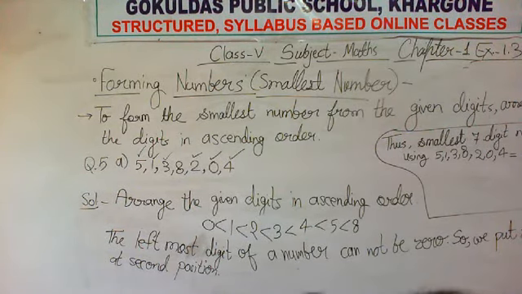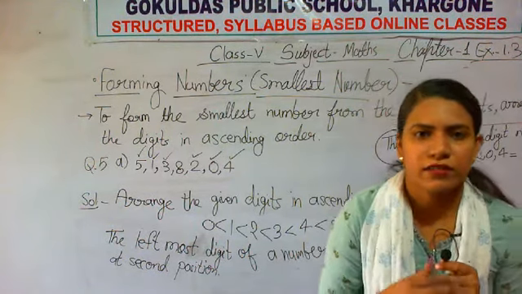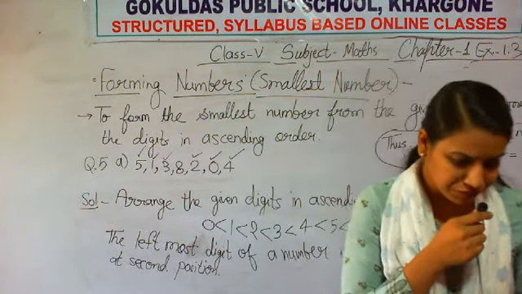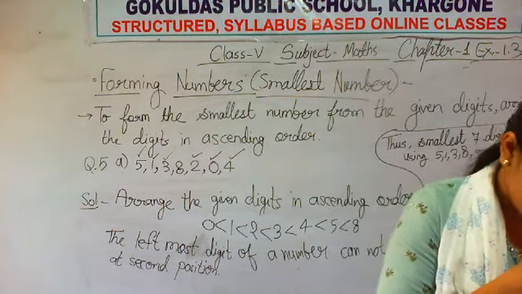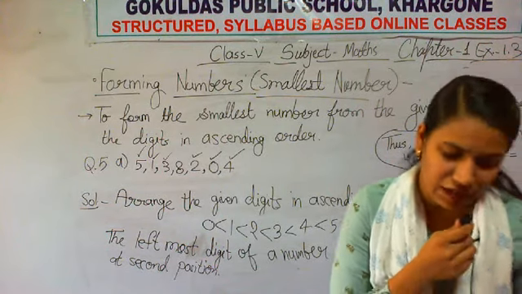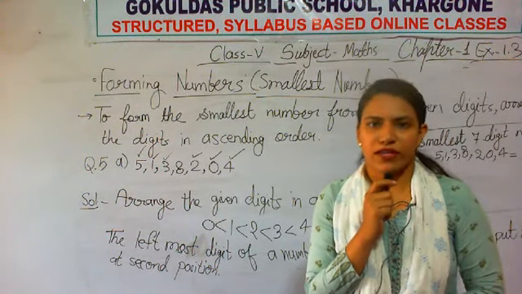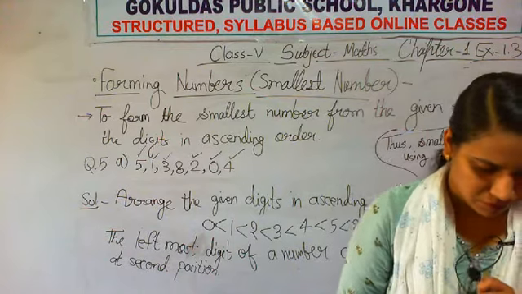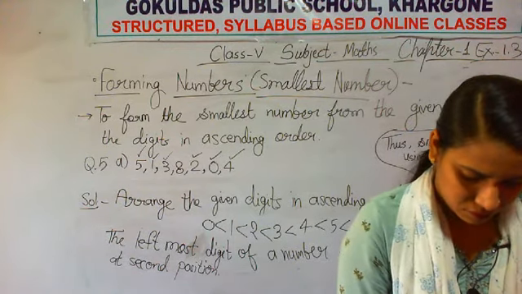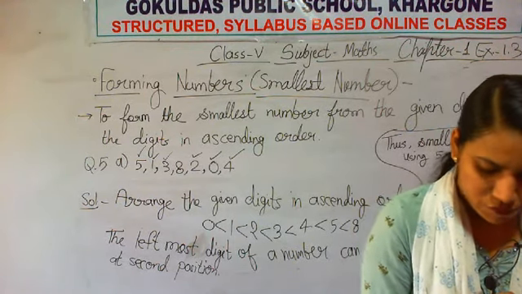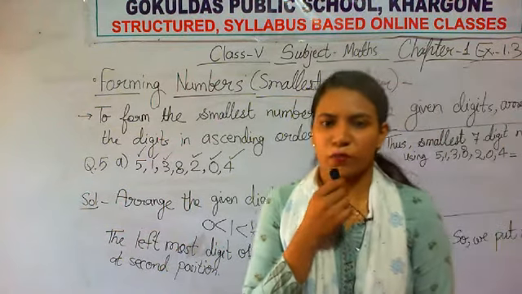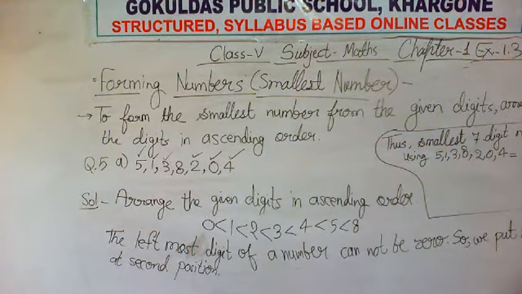So in today's class what have we learned? We have learned formation of largest and formation of smallest numbers. So our exercise 1.3 is over here.